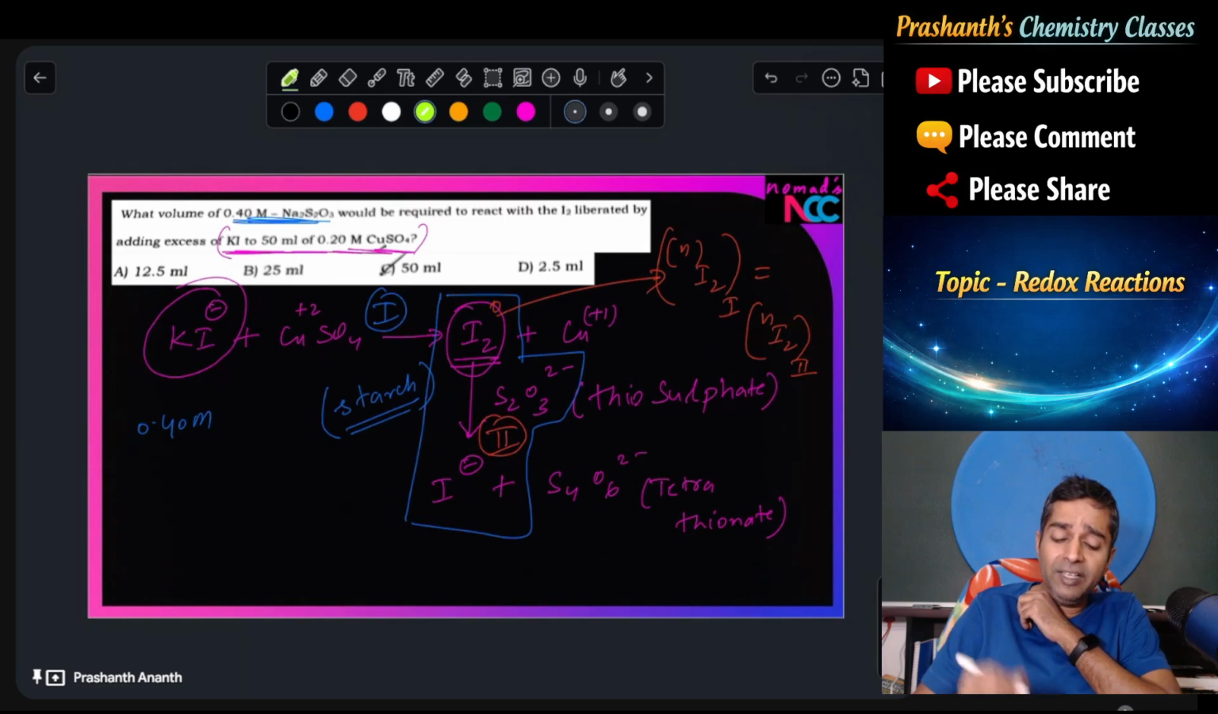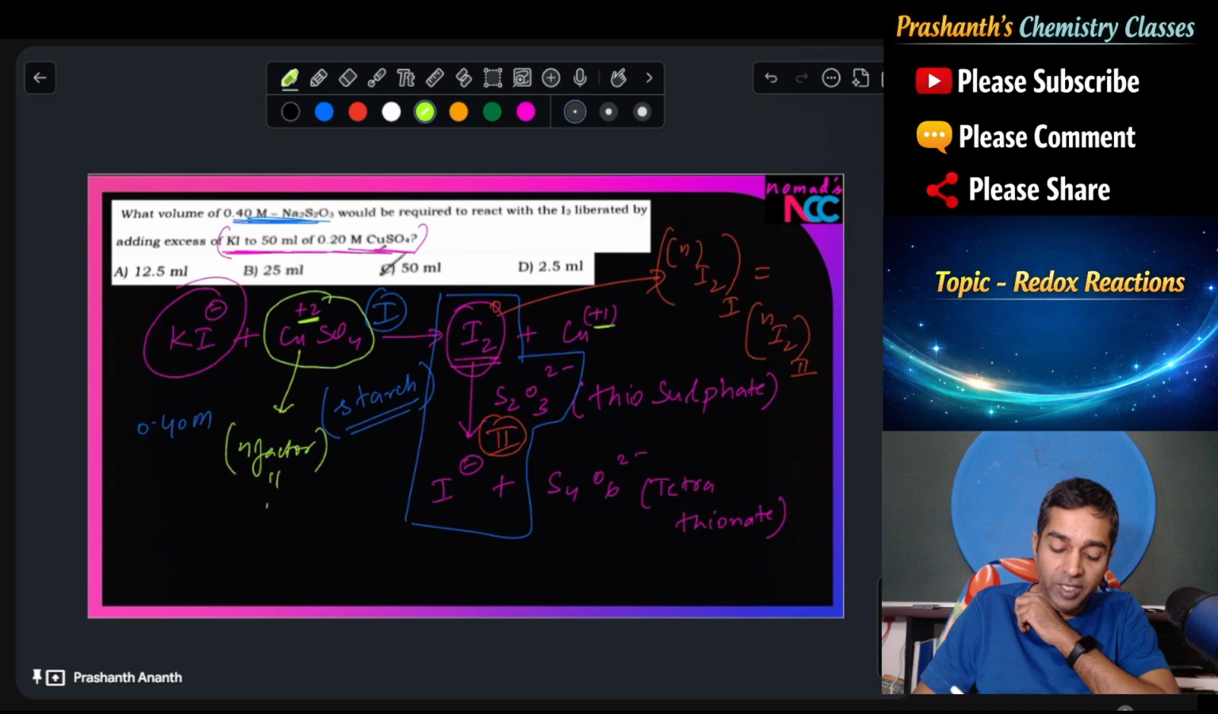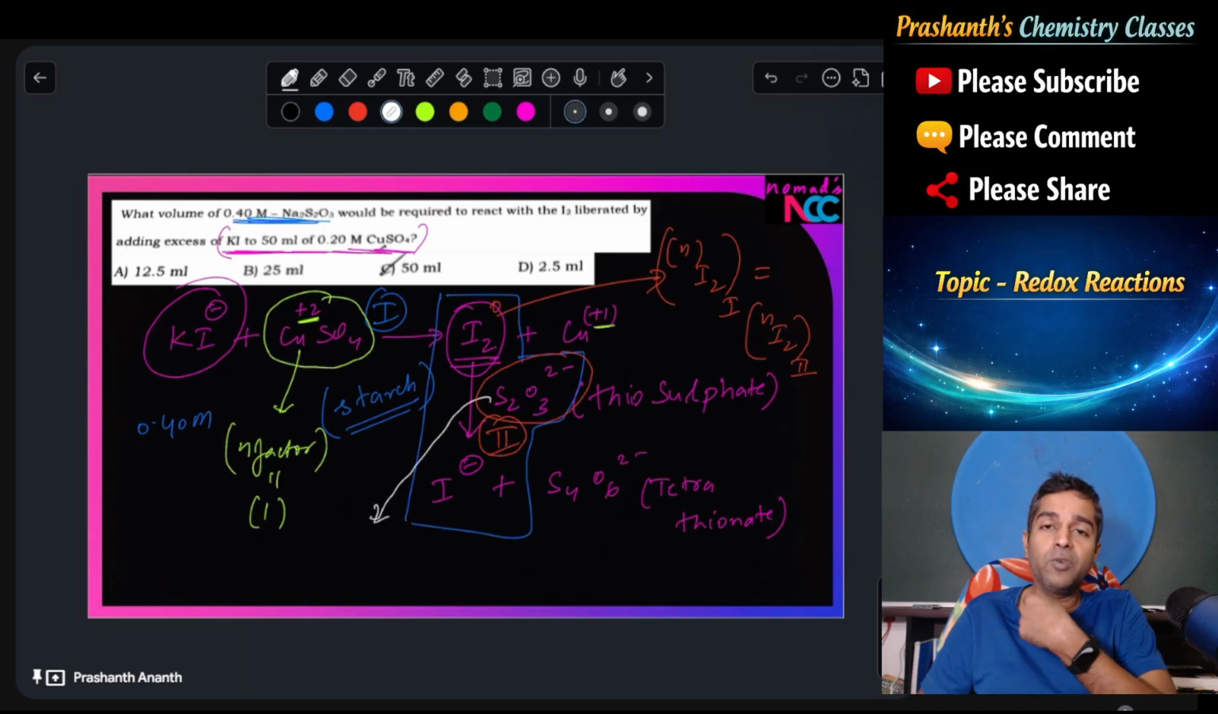If I'm considering the copper sulfate here, look at what is happening to it. It is going from +2 to +1, meaning the N factor for copper sulfate is equal to 1. Now let us consider S2O3 2 minus in this scenario. What is happening to it? S2O3 2 minus, as you can see here, is going to become S4O6 2 minus. So what is the oxidation number for each of these? Let's try to find out.